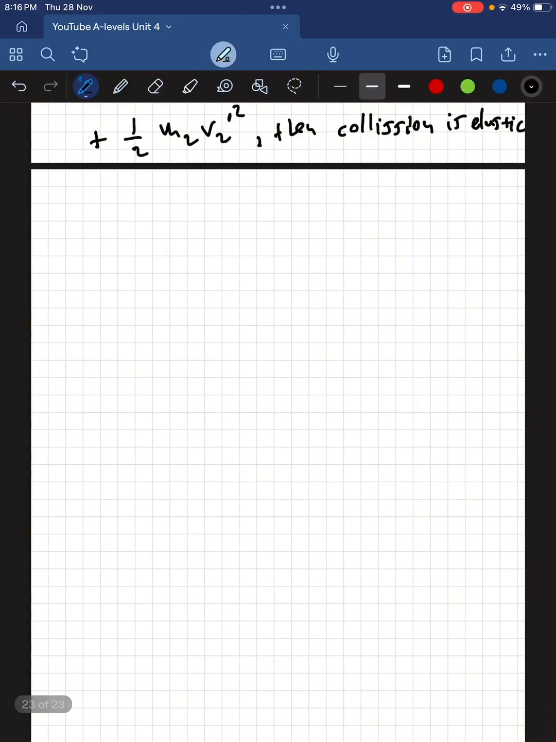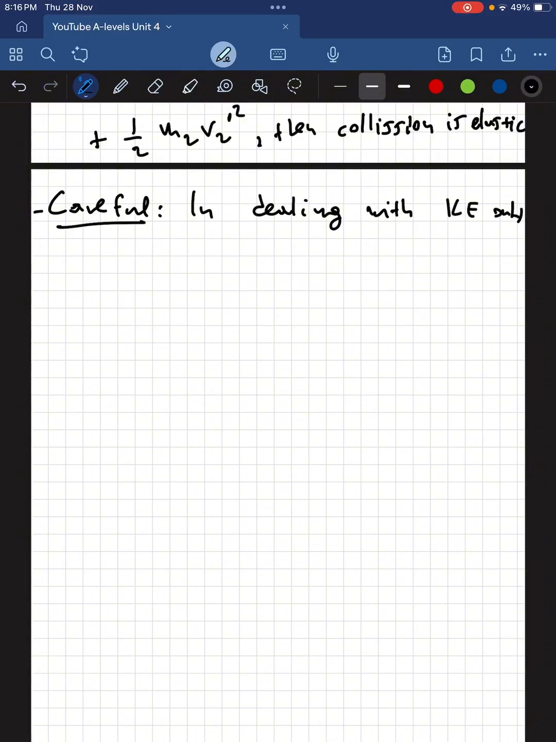So I'm gonna write this down, so careful. If in dealing with kinetic energy, only the magnitude of the velocity must be used. So no vector resolution shenanigans whatsoever.